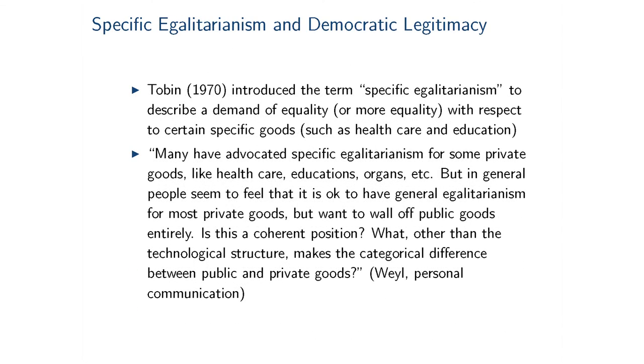Okay, so Tobin introduced the term specific egalitarianism to describe a demand of equality or more equality with respect to certain specific goods, such as healthcare and education. And early on, when we were thinking about this in personal communication, Glenn posed a challenge to us, which guided some of our thinking forward. What he wrote was, many have advocated specific egalitarianism for some private goods like healthcare, education, organs, et cetera. But in general, people seem to feel that it's okay to have general egalitarianism for most private goods, but want to wall off public goods entirely. Is this a coherent position? What other than technological structure makes the categorical difference between public and private goods?